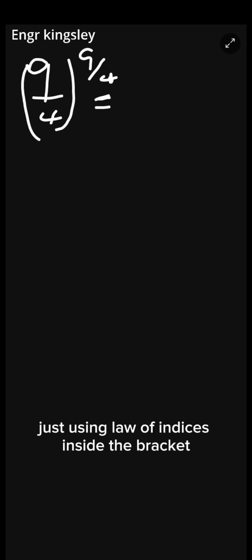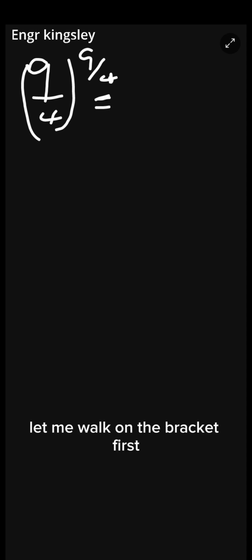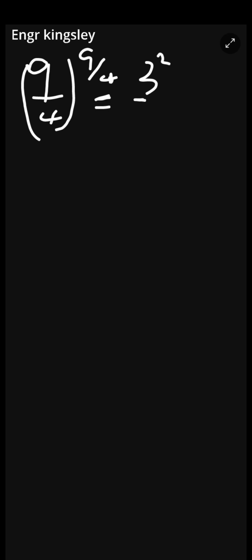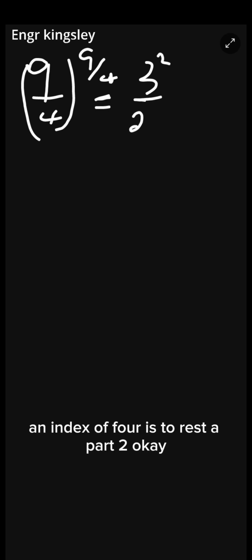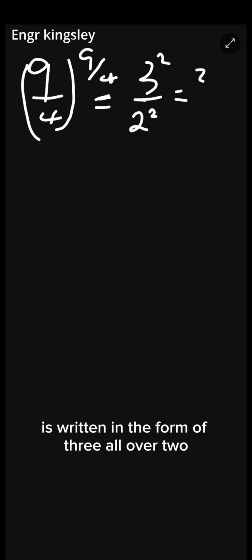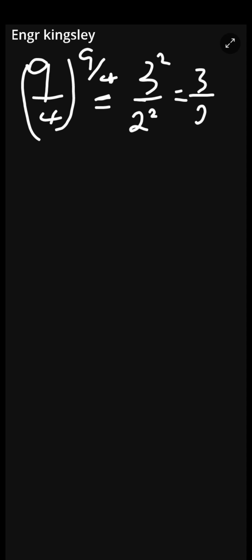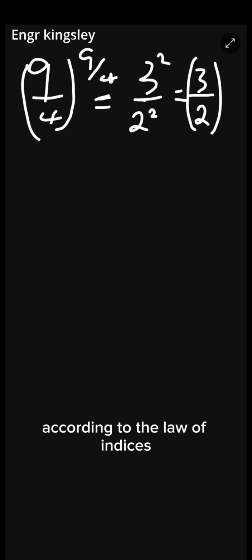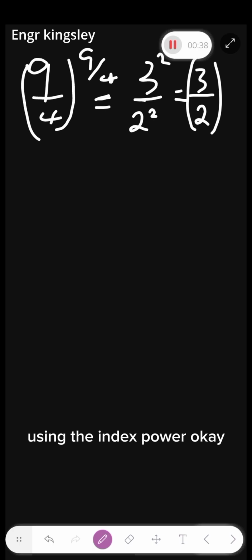If you want to solve this, my giveaway question is very simple, just using the law of indices. Inside the bracket, let me work on the bracket first. You discover that 9 is 3 raised to the power 2, and 4 is 2 raised to the power 2. So this same thing is written in the form of 3 all over 2, all to the power 2, according to the law of indices.